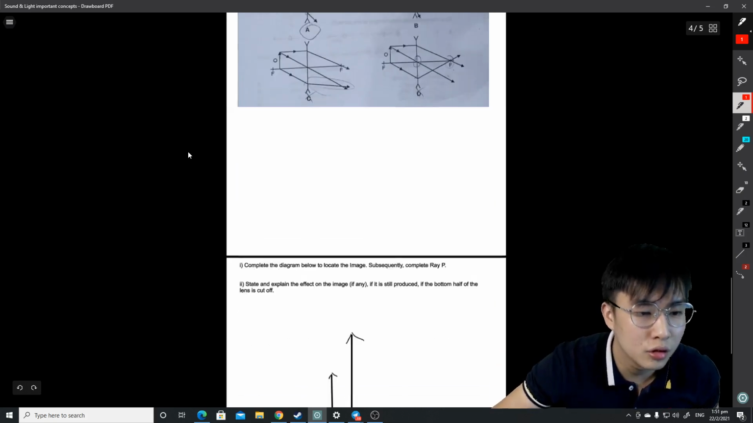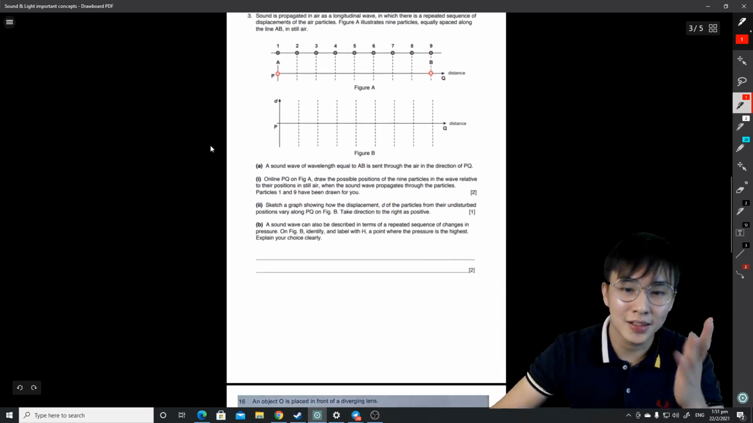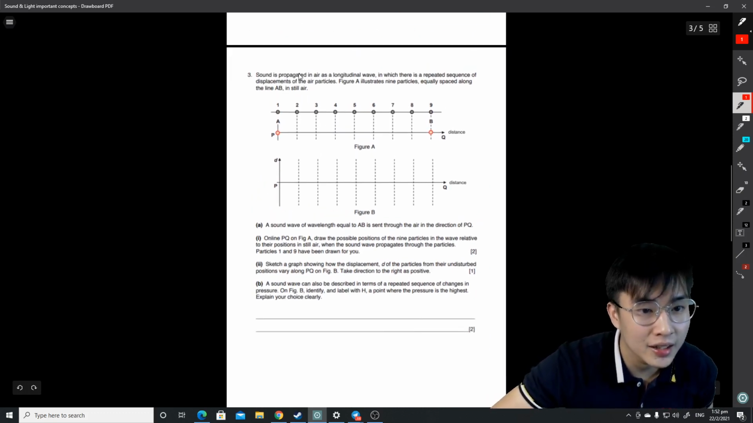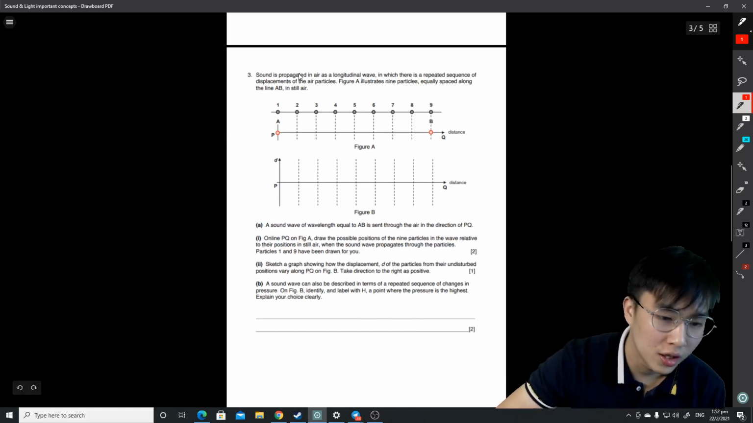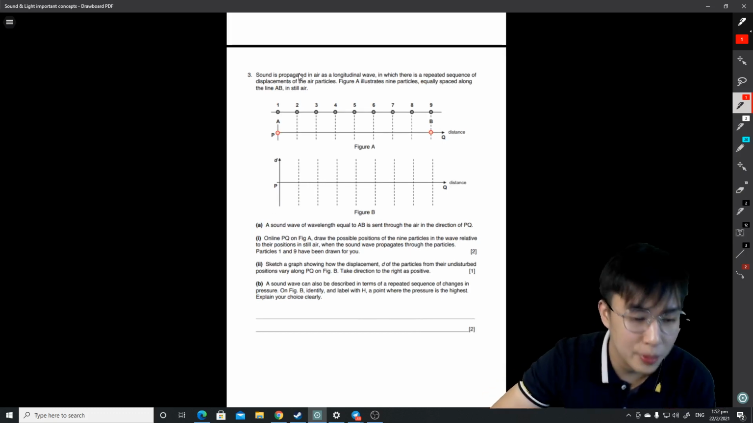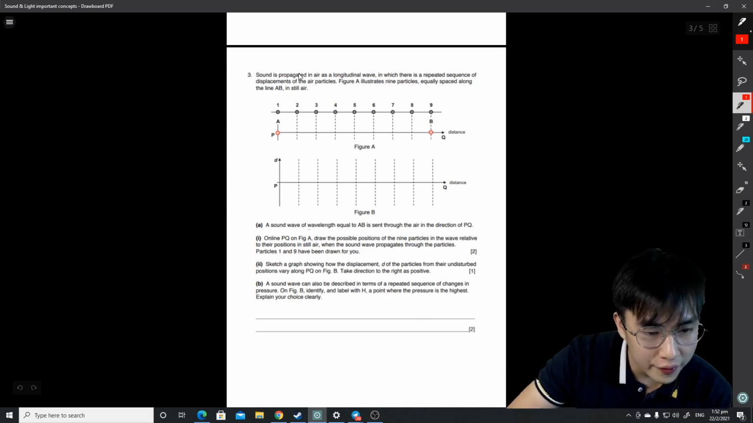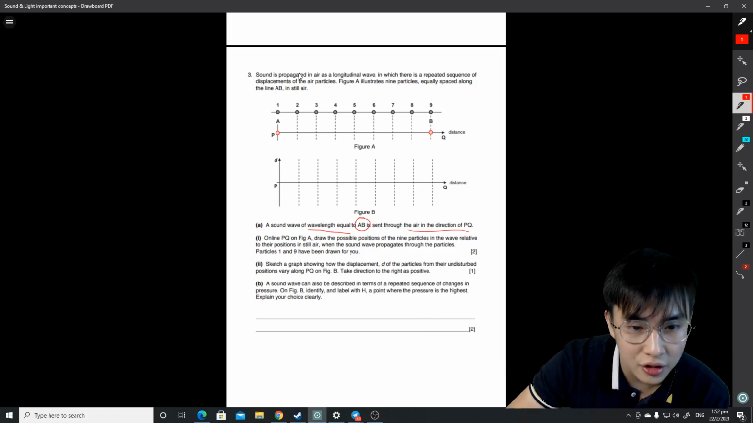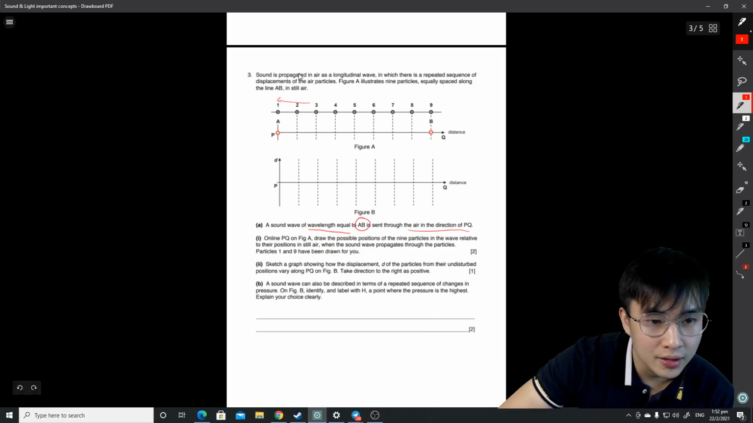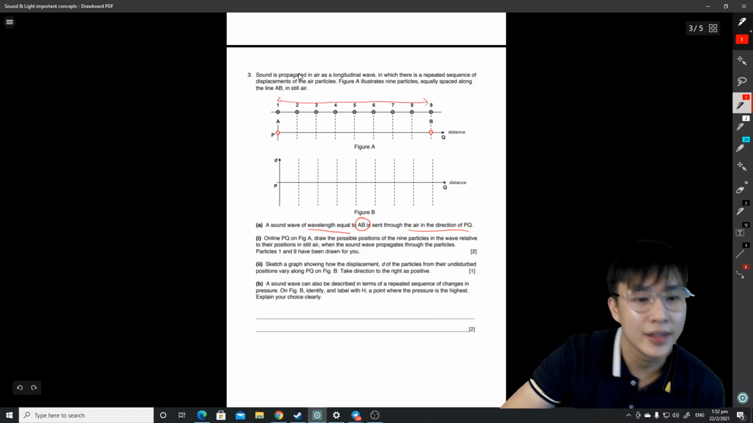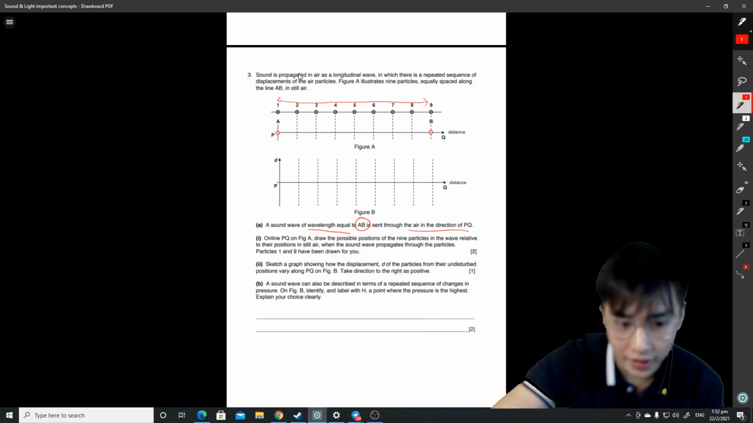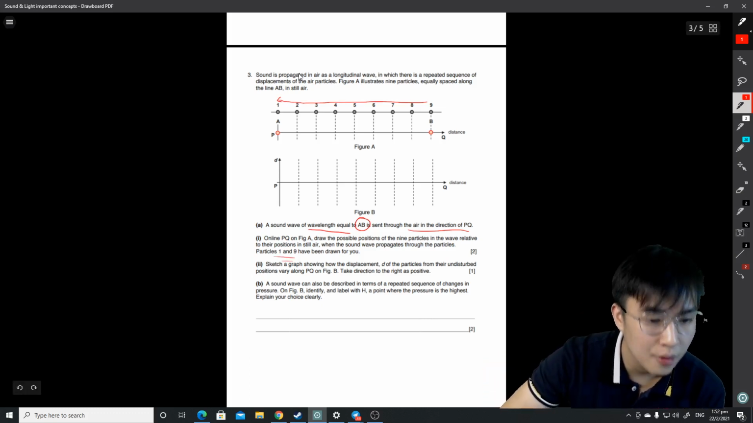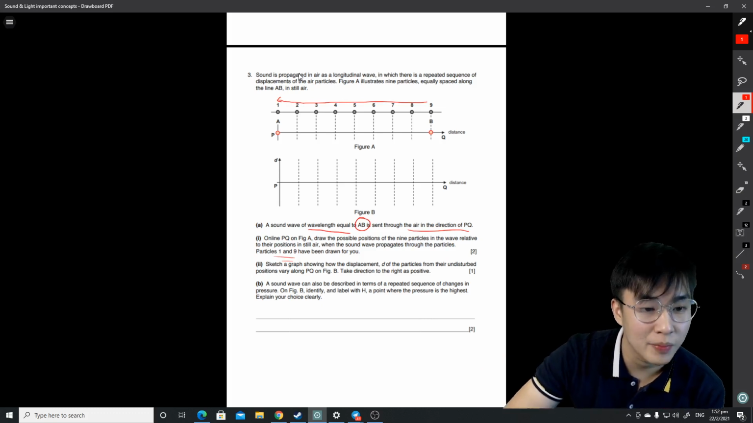Now I'll do, okay, I just got 3 more questions only. Just bear with me. Question 3 here. Sound is propagated in the air above, and now they want you to just draw a little diagram. So this is a very simple practice question. A sound wave of wavelength equal to AB is sent through the air in the direction of PQ. So look, this is the distance AB, and this is one wavelength. So first thing they ask you, sketch the possible positions of particles 1 to 9.